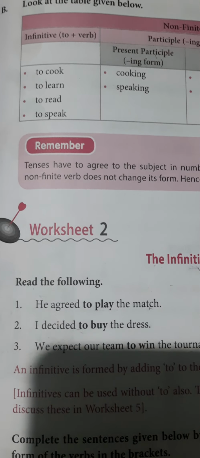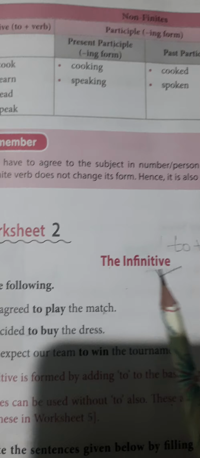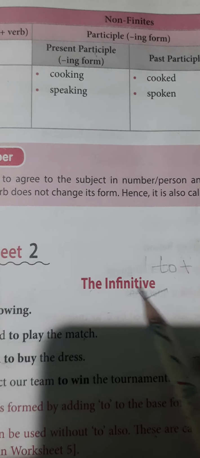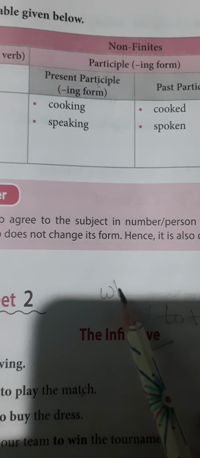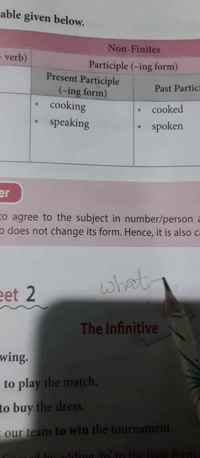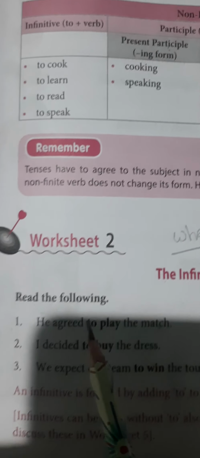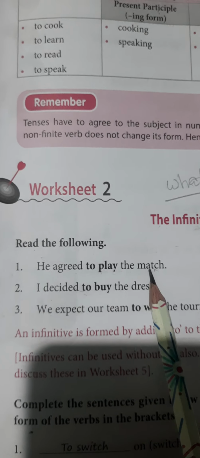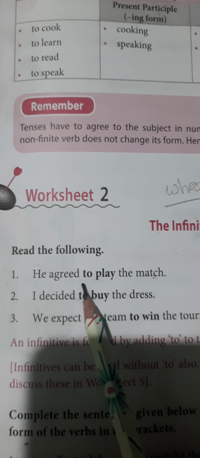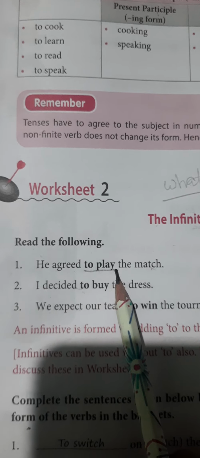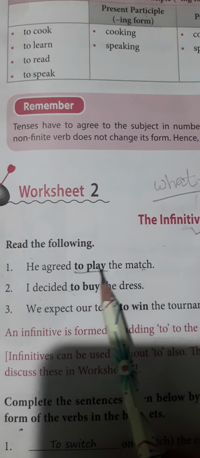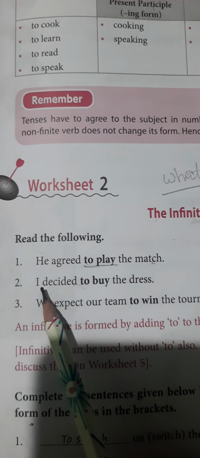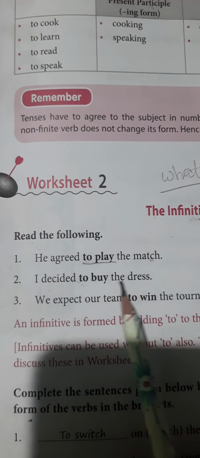Now class, while attempting infinitives, we have to keep in mind that infinitives always answer the question what. Wherever we find the answer to the question what, that will relate to an infinitive. He agreed to play the match. Now, what did he agree to? To play the match. So, to plus base form of the verb. This is an infinitive.